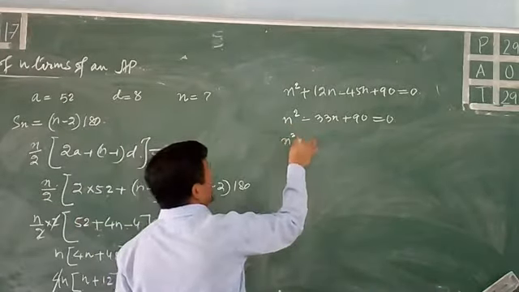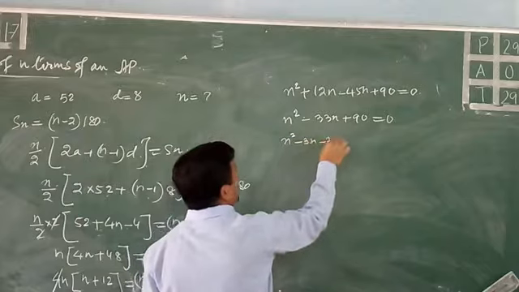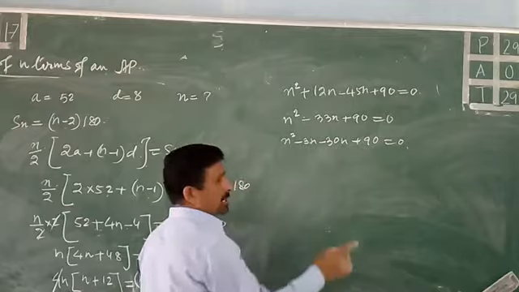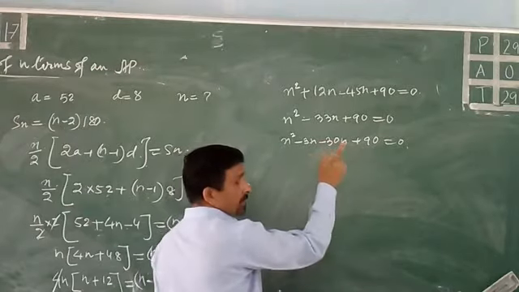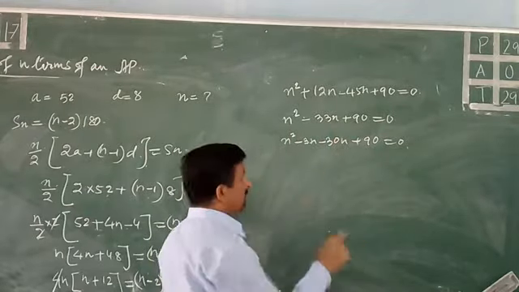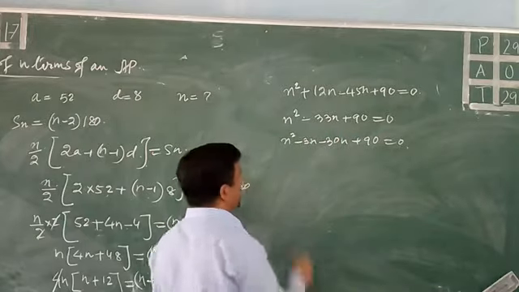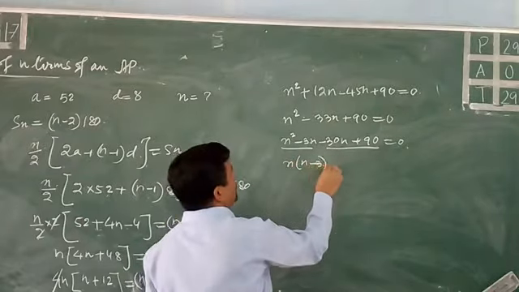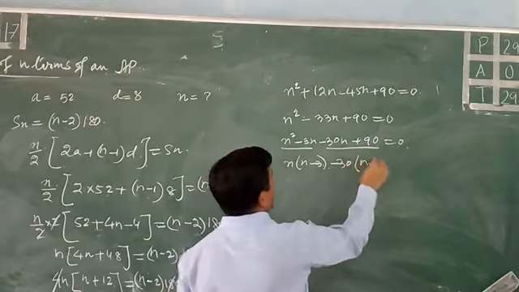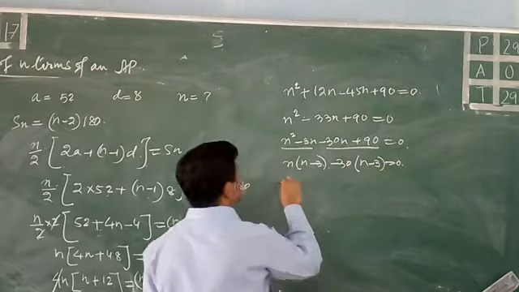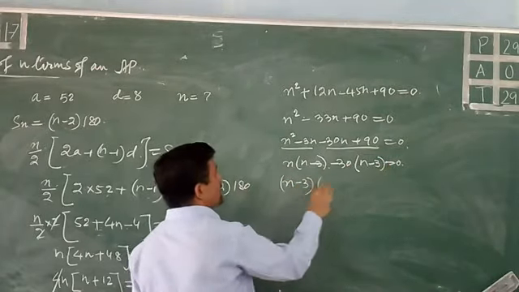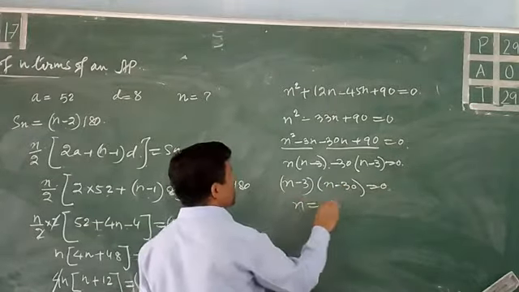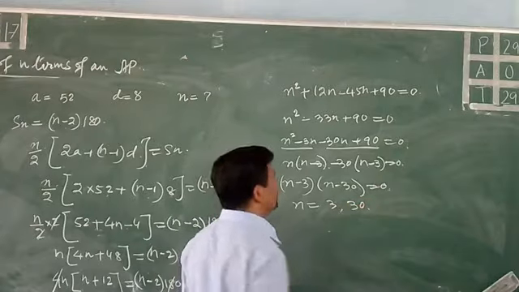So n square minus 3n minus 30n plus 90 is equal to 0, by splitting the middle term. 3 times 30 is 90. The product of the first and the last is 90. Both are negative, so the product will become positive. Now grouping: this is n into n minus 3, this is minus 30 into n minus 3, is equal to 0. So n minus 3 is one factor, another is the n minus 30 factor, is equal to 0. So one answer is 3, another answer is 30.